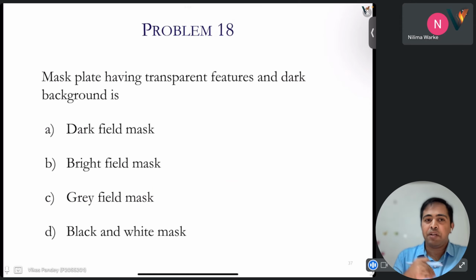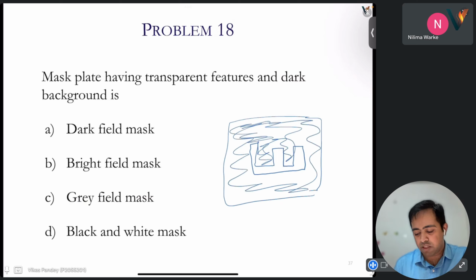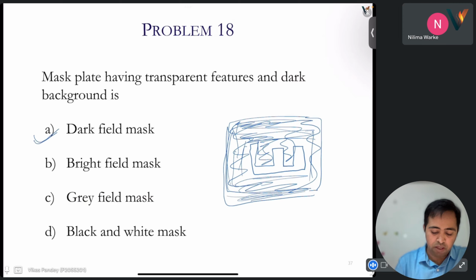Okay. Again, repetition of some question. A mask plate having transparent features and dark background is: dark field, bright field, gray field, black and white. We have a mask. The feature is transparent and the other areas are covered. So what kind of mask will it be? It will be dark only. Yes, it will be a dark field mask.